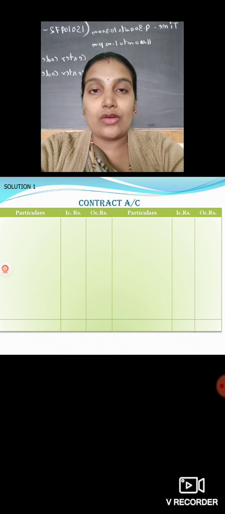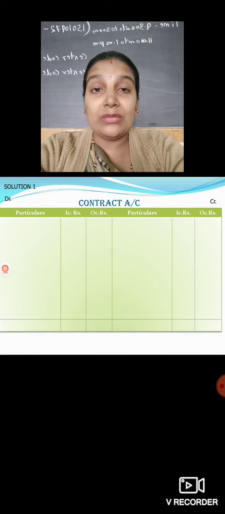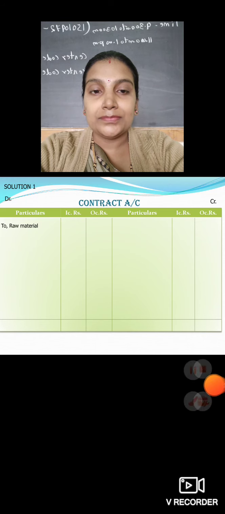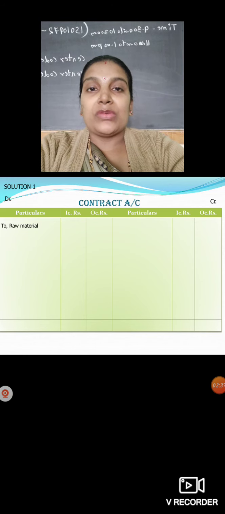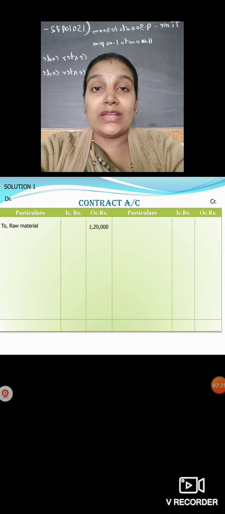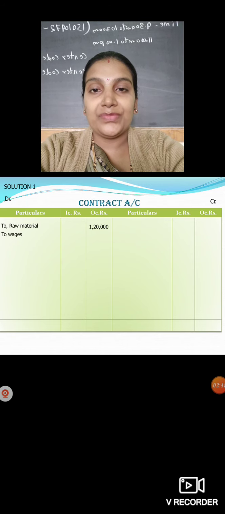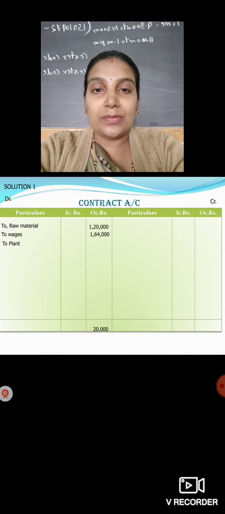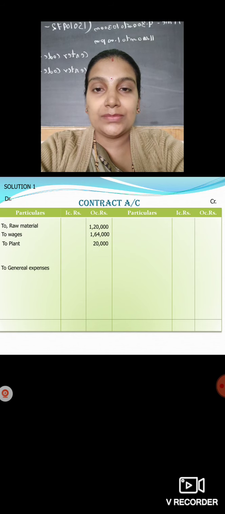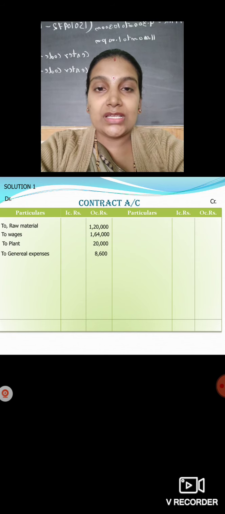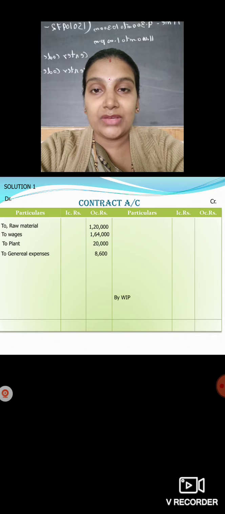The format is the account format, particulars, inner column and outer column. Don't forget to write debit and credit because it is an account, the contract account. First we are going to record raw material here. Opening stock is 1,20,000. Then wages 1,64,000. Then plant 20,000. General expenses 8,600. These are the things they have given first, right?